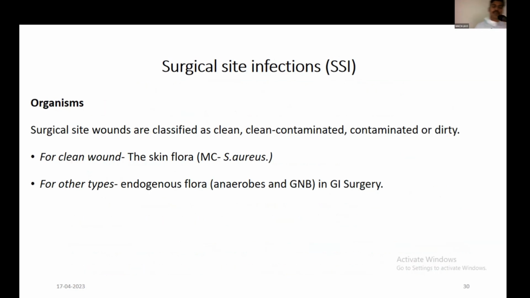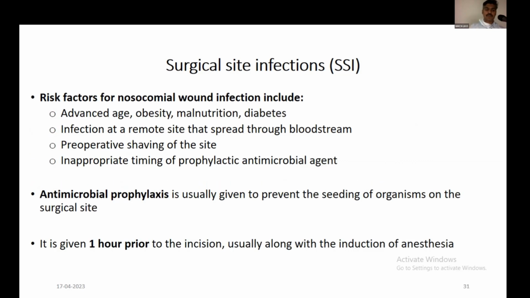Surgical site wounds can be classified as clean, contaminated, or dirty. For clean wounds, the most common cause is Staph aureus, and for other types, endogenous flora like anaerobes or gram-negative bacilli in gastrointestinal surgeries. So risk factors for surgical site infection are advanced age, obesity, malnutrition, diabetes, infection at a remote site that spreads through the bloodstream, preoperative shaving of the site, and inappropriate timing of the prophylactic antimicrobial agent.